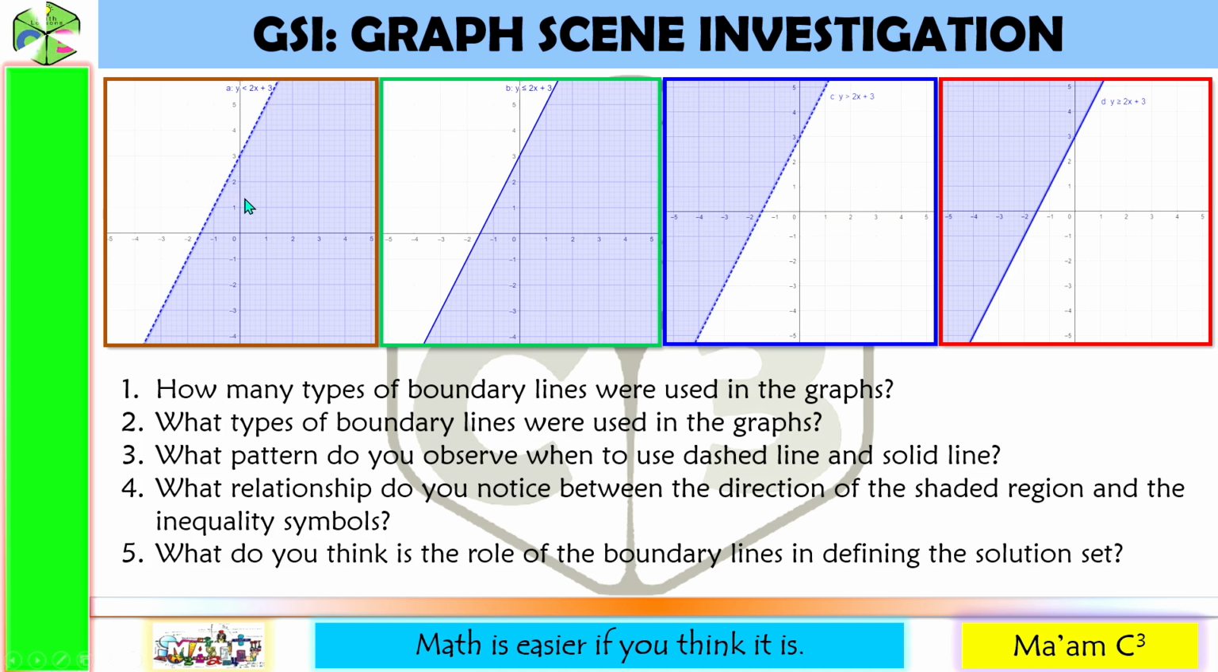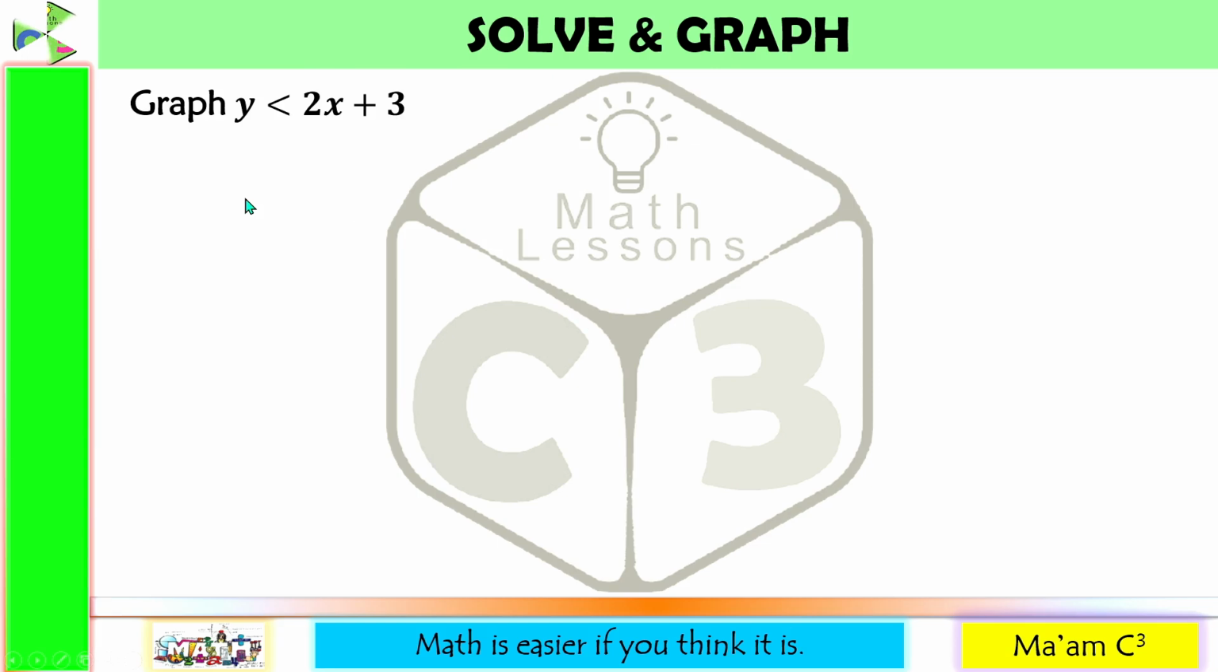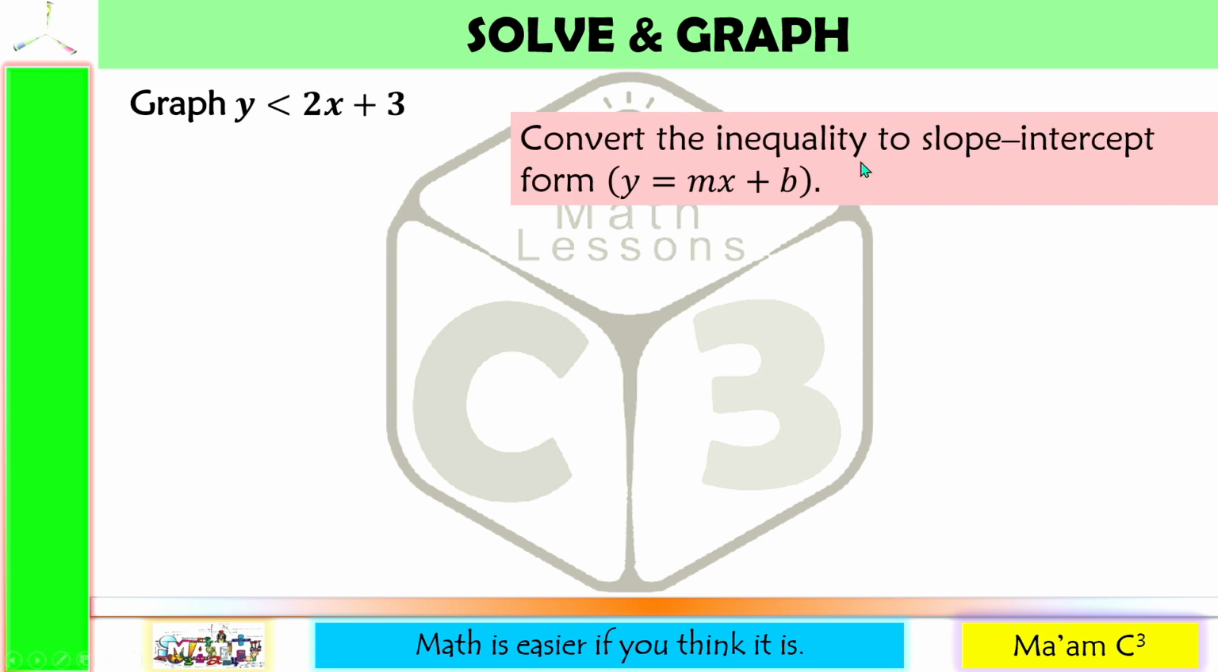Let's have another activity. Solve and graph. Graph y is less than 2x plus 3. We have a series of steps here. Step 1. Convert the inequality to slope-intercept form. That is y equals mx plus b. But instead of the equal sign, we're going to make use of the inequality symbol. And this is already in slope-intercept form, so we just have to copy our given.